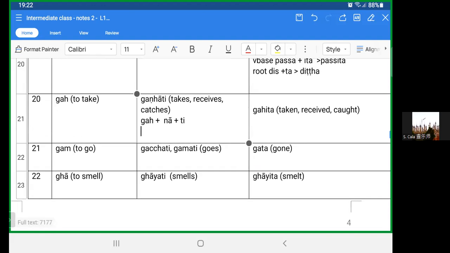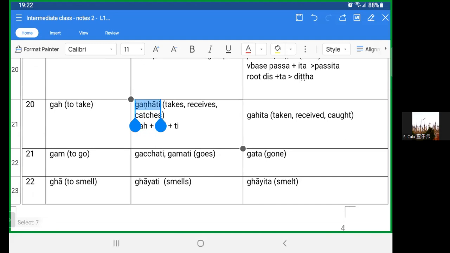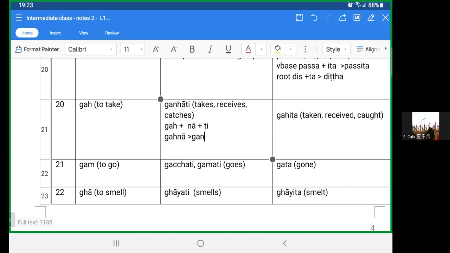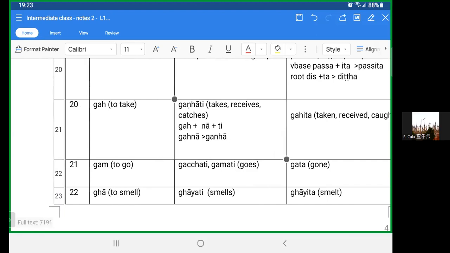Now how do you change it to become ganati? How do you change it? Because of the assimilation of H plus N, and also because of the metathesis. In this case we don't call it assimilation, we call it metathesis, changing of position. So this is GAHNA. Let's put the long A here. It becomes GANHA, and then plus, change it to the lingual N. Because of what? Because of the influence of what?